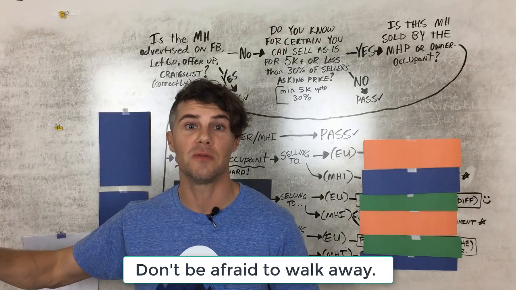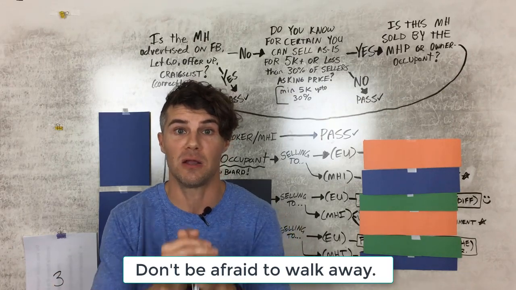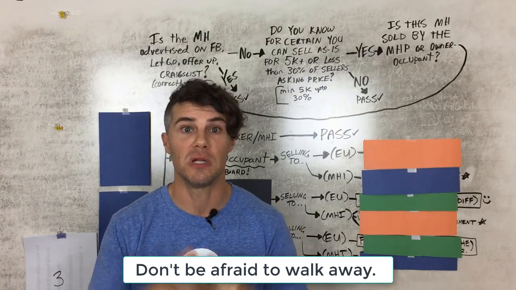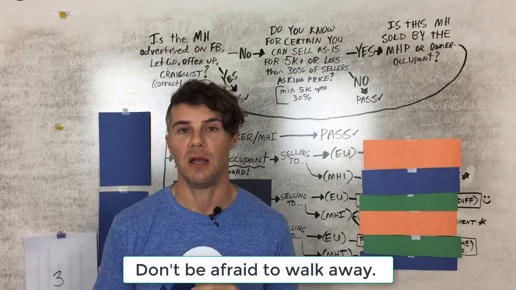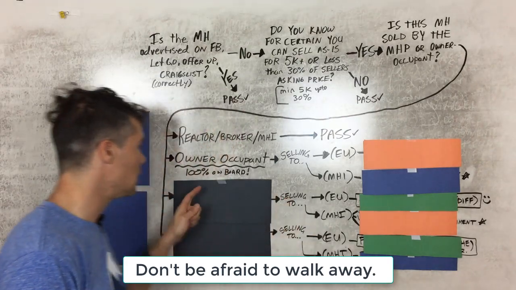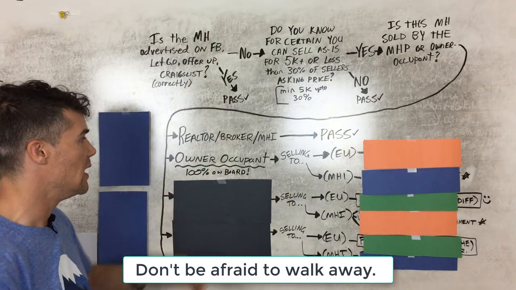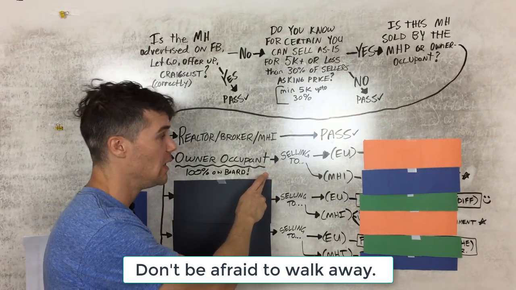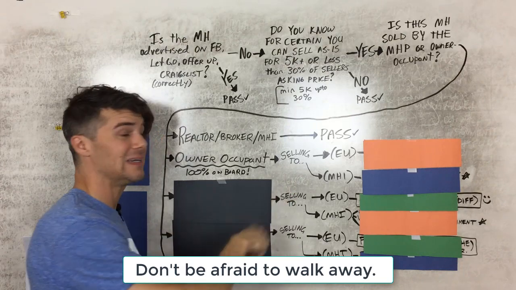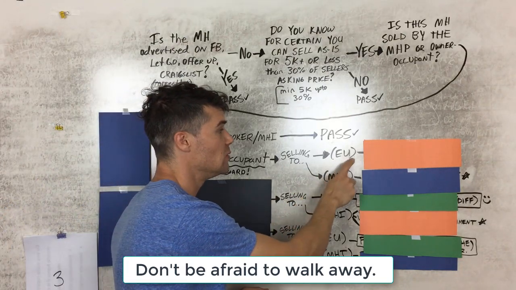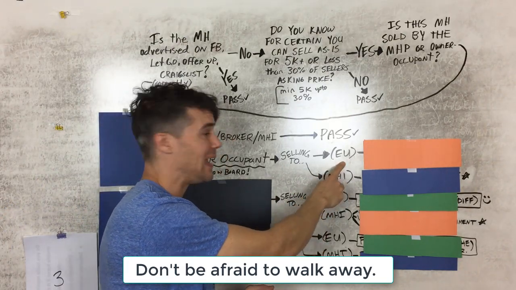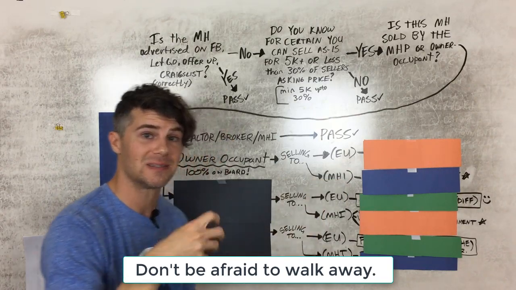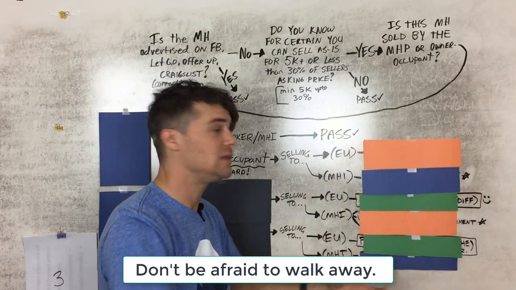Maybe a month or two down the road, when they realize they can't sell and they're really needing your help and really wanting you and calling you. But that's a really big tip for the owner occupants. Now, if an owner occupant is selling the home and you plan on selling it to this EU, which doesn't mean European Union, it means an end user, you're selling to somebody that wants to physically live in the home.